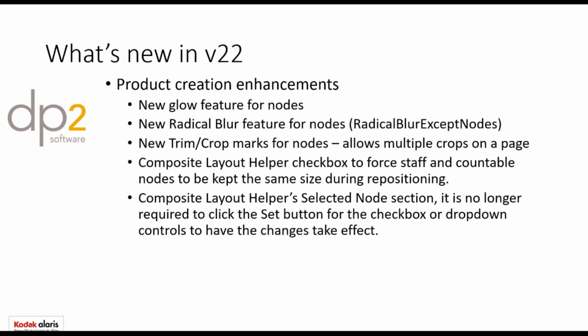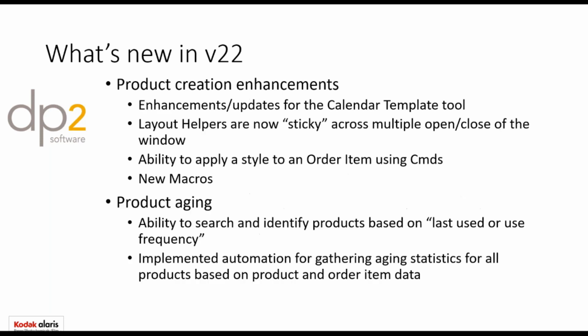There's some new things that we did in products. We've got a couple of different special effects features, and I'll go through those, talk a little bit about what special effects are. We have now a whole new system for using trim and crop marks. There have been some enhancements in the composite layout helper, as well as the calendar template tool. I don't know that I'll go through those in detail, but again, we'll get you all the information, and the help files are being updated and things are being documented in a really timely way. So kudos to Pete for that.